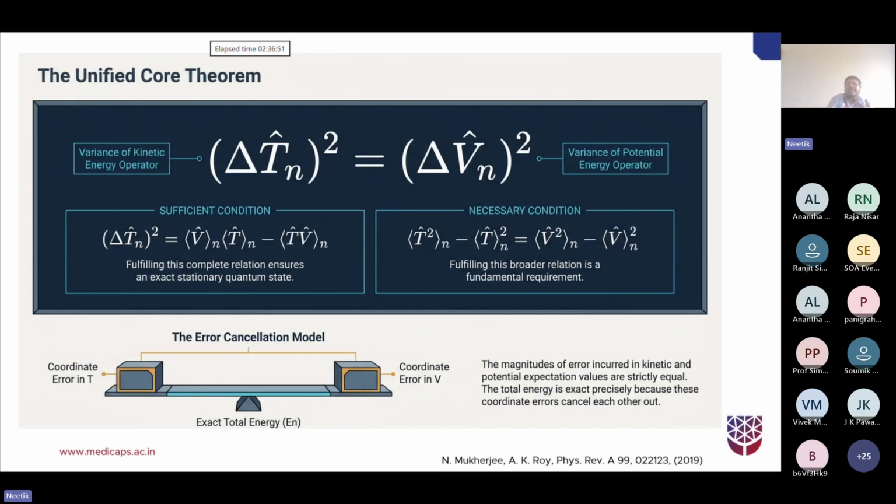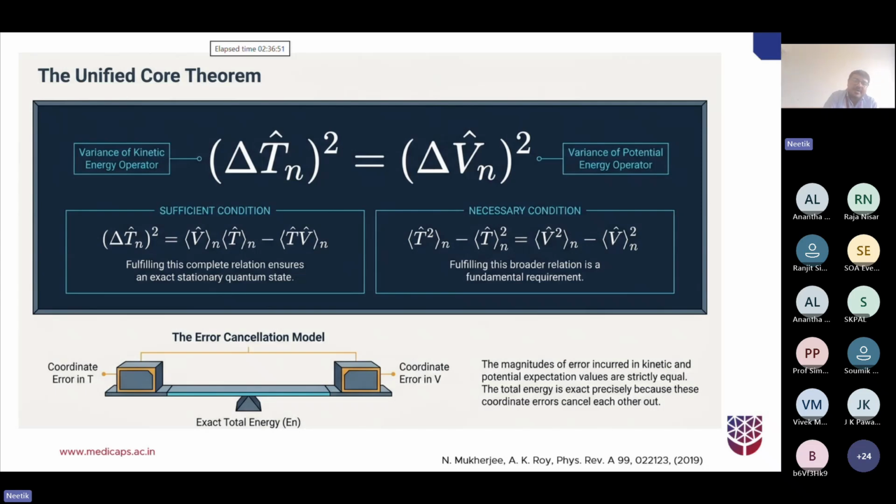So based on that, we designed a new virial-like theorem for confined quantum systems, and this is the primary expression. The expression is very interesting. We can see that the standard deviation square of kinetic energy and the standard deviation square of potential energy are the same. We can also say that the total energy of the system is the sum of the kinetic energy and potential energy of the system. This equation suggests that the error associated with the kinetic energy is exactly equal to the error associated with the potential energy.